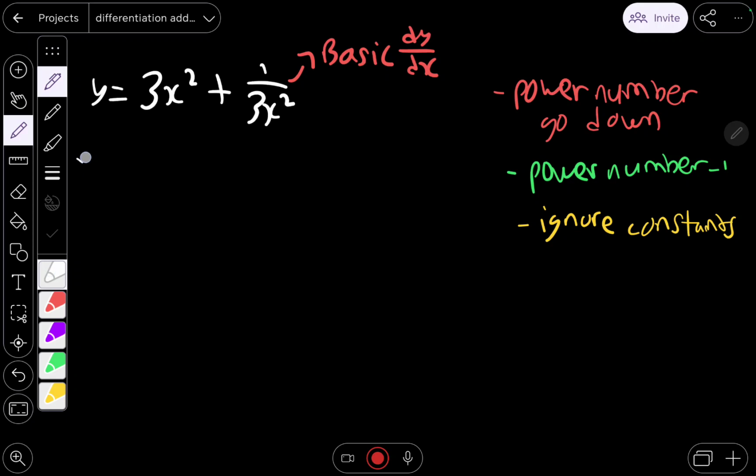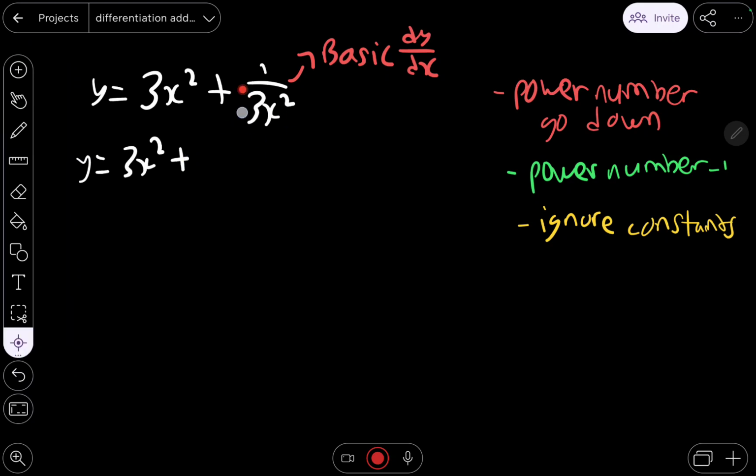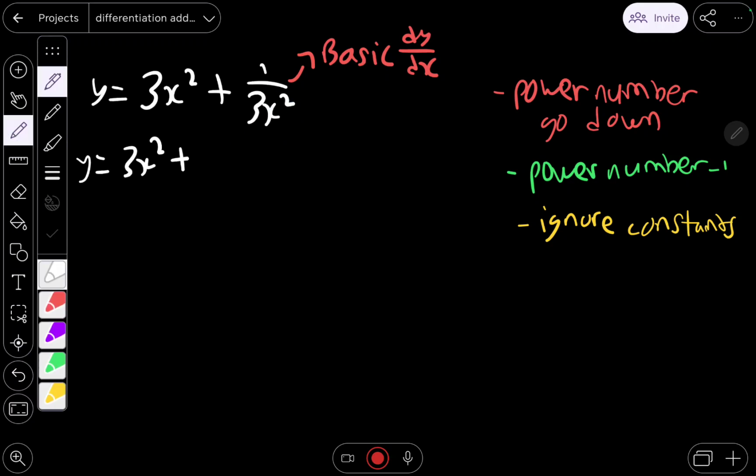So let's see. y equals to 3x squared plus. How are we going to write this? Remember this rule where I wrote earlier: x to the power of -1 is the same as 1 over x.